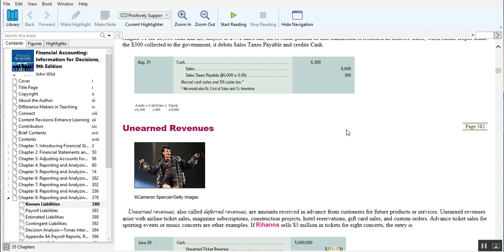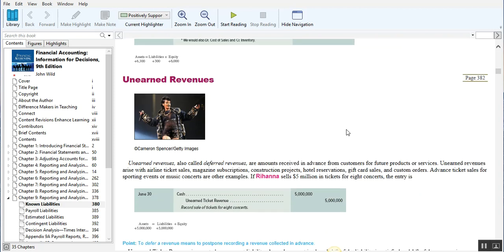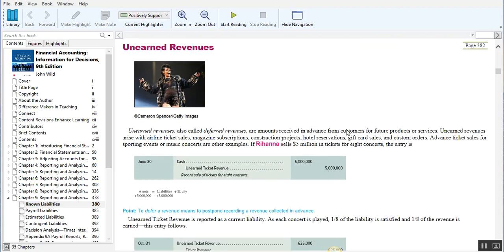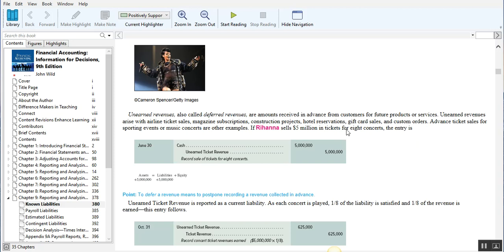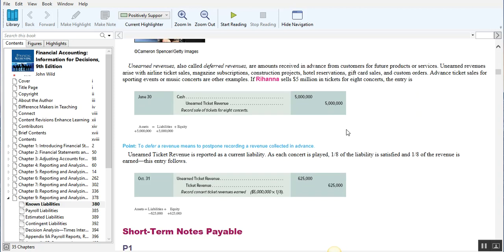Now, unearned revenues are when you have a performance of some kind, like the example that we talked about today with a concert, or here Rihanna selling tickets, anybody else selling tickets to a concert or to a sports event. For example, if the Colts are selling season tickets, you buy a season ticket, you have tickets to many games at home, not just one ticket. So you have many events.